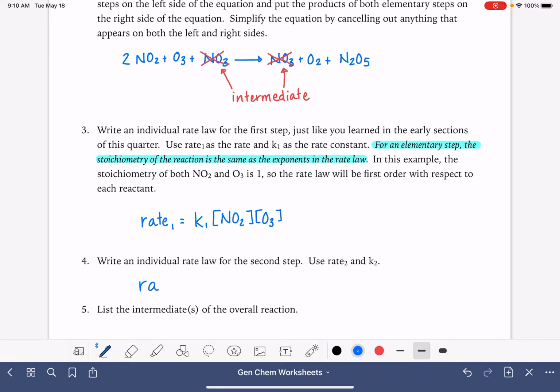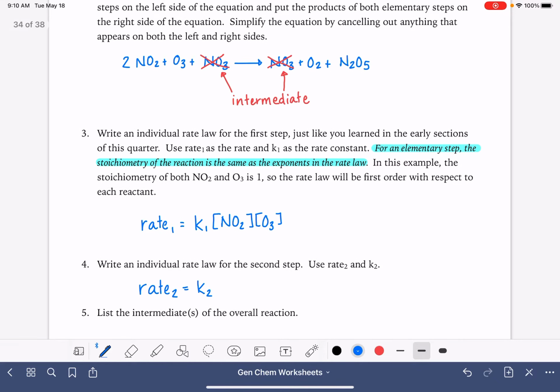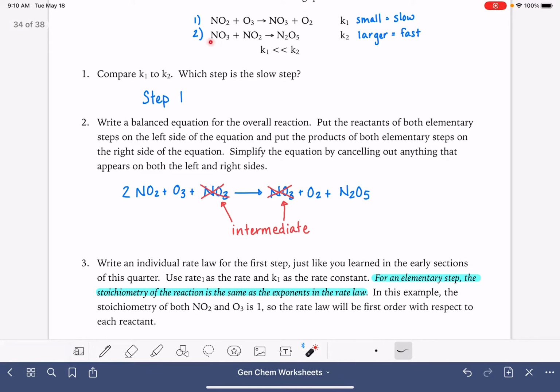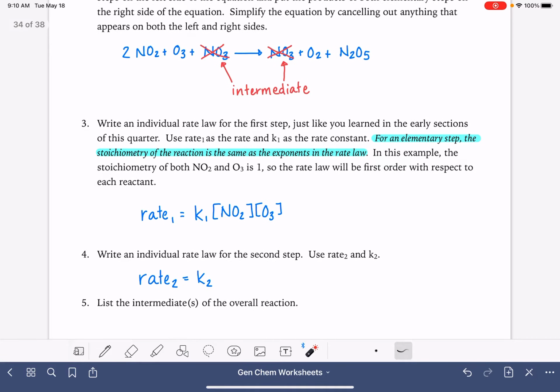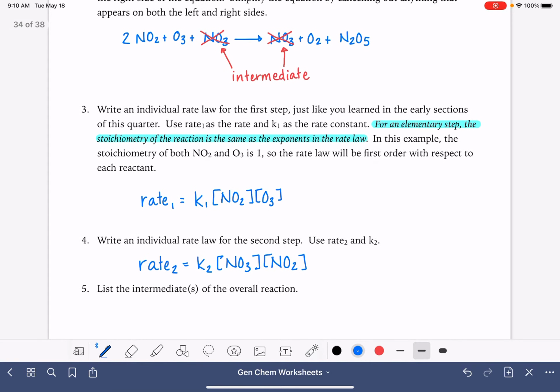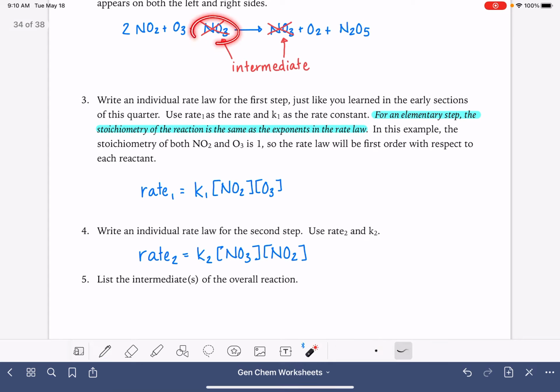Since this is elementary step 2, we're going to say rate sub 2, and we're going to say K sub 2, and then we're going to go back up to that equation and find those reactants, NO3 and NO2. Question number 5 is asking us to list the intermediates, and remember we labeled that when we wrote the overall reaction.